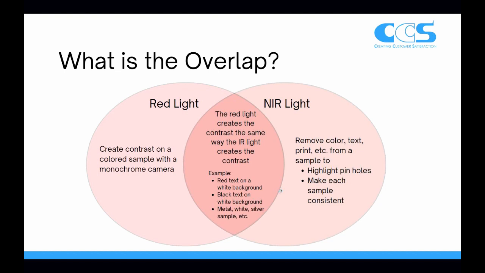The overlap that can occur is when the red light creates the same contrast the way the IR light creates the contrast. We've seen this with red text on a white background. You can either use the red light to lighten that red text and make it appear white, or you can use IR light, which might possibly pass through that red text and remove it as well. Or using black text on a white background, if the text isn't eliminated by the IR light, it's going to remain black, and the red light's not going to darken or lighten black at all, so you're going to remain with black on white contrast. Or using it on metal, silver, white, kind of anything that doesn't really change due to color, an IR light won't change either.